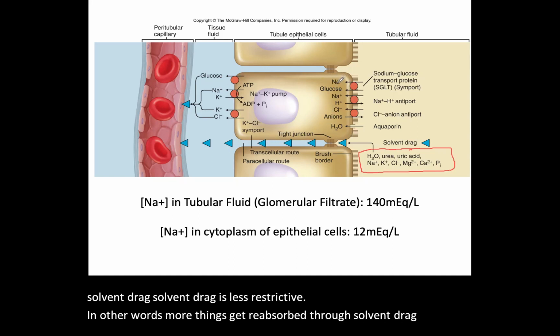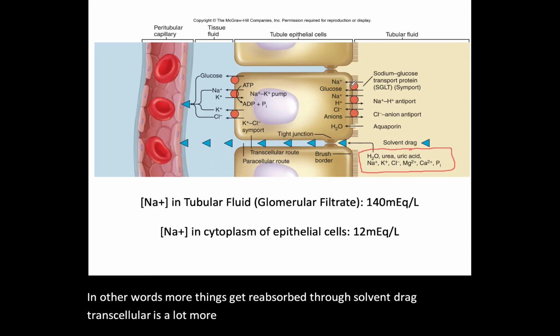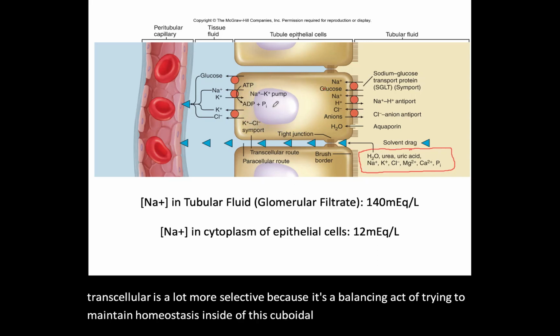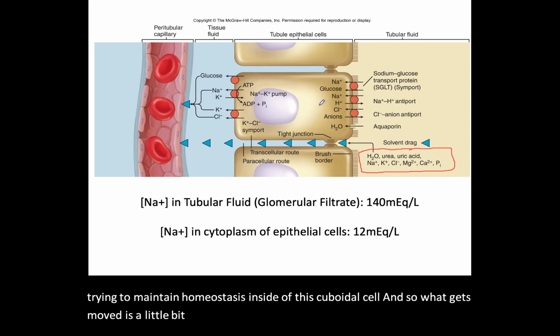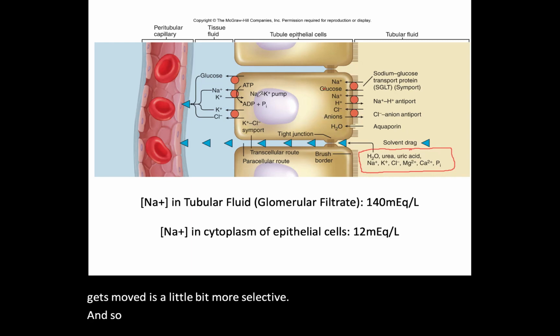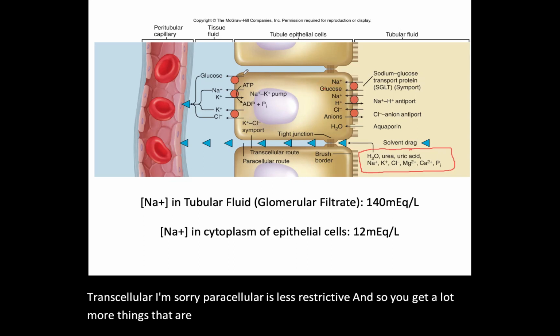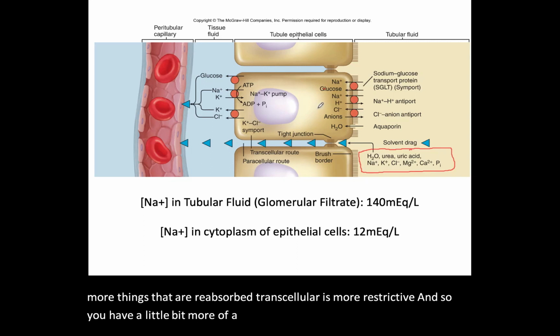Transcellular is a lot more selective because it's a balancing act of trying to maintain homeostasis inside of this cuboidal cell. And so what gets moved is a little bit more selective. And so understand that paracellular is less restrictive, and so you get a lot more things that are reabsorbed. Transcellular is more restrictive, and so you have a little bit more of a regulatory mechanism here.